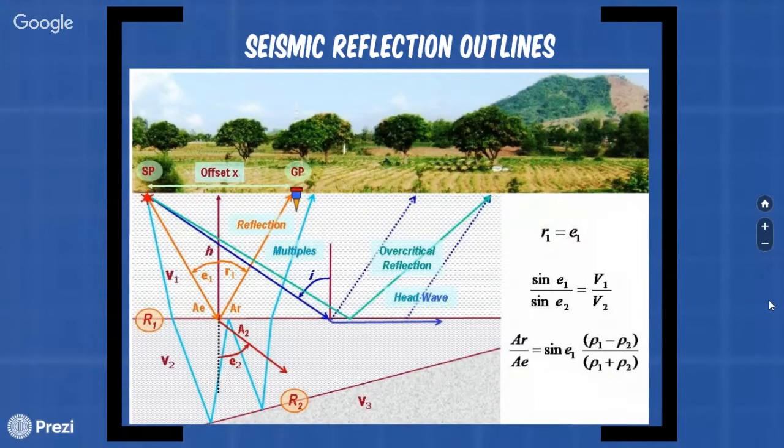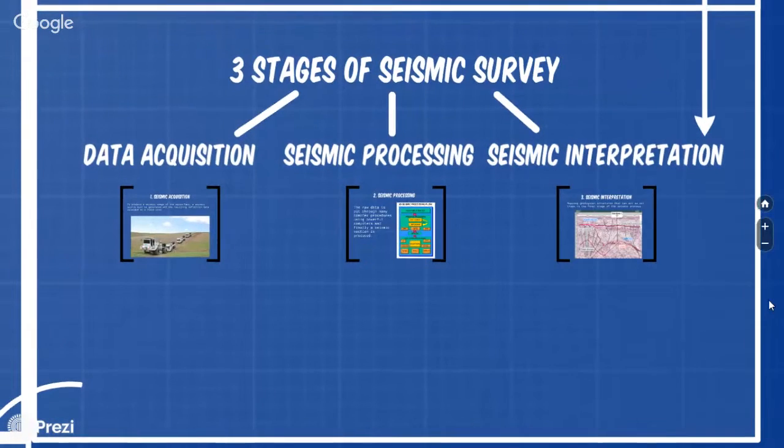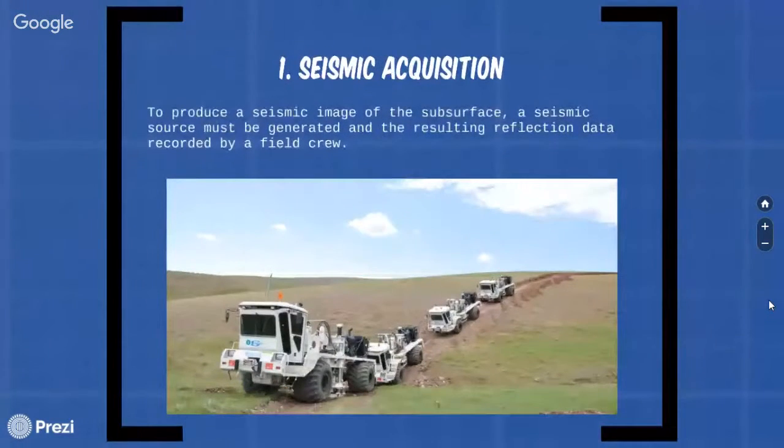There are three stages of seismic survey: data acquisition, seismic processing, and seismic interpretation. Let's start with seismic acquisition. It is used to produce a seismic image of the subsurface. A seismic source must be generated and the resulting reflection data recorded by a field crew. In this way, land and marine seismic data is created and recorded all over the world.